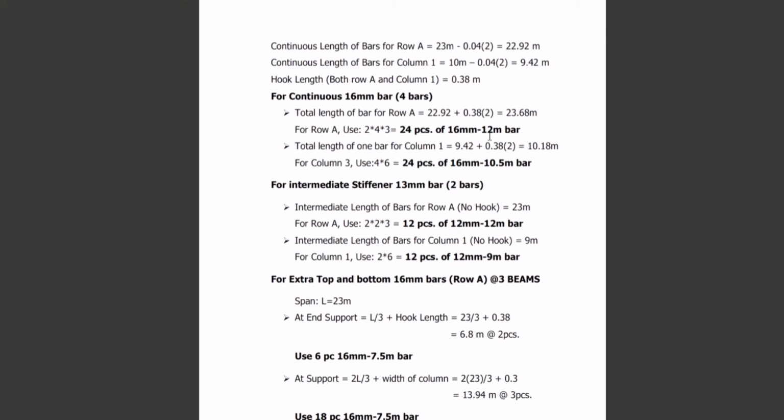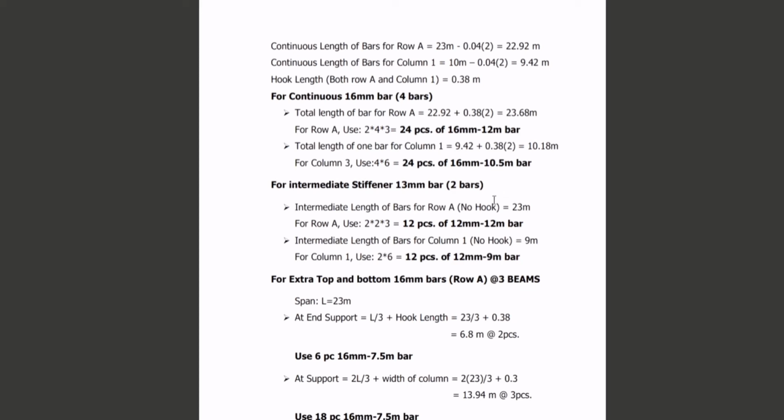12 meter bar. So, may dalawa tayong kakailanganin. Times 4. Tapos, times tatlong beams kasi to. So, which is equals to 24 pieces of 16 mm 12 meter bar. Then, sa column 1 naman tayo, ganun din ang gagawin, which is equals to 10.18 meters. So, kakailanganin natin ng isang 10.5 meter bar. So, isa times 4, tapos 6. Ito yung number of columns.